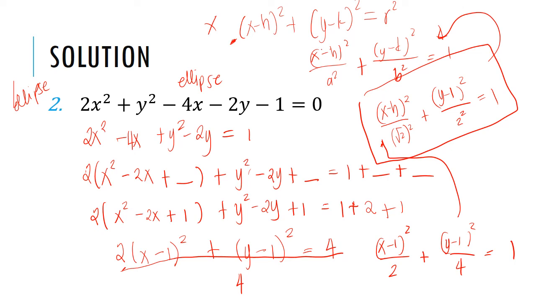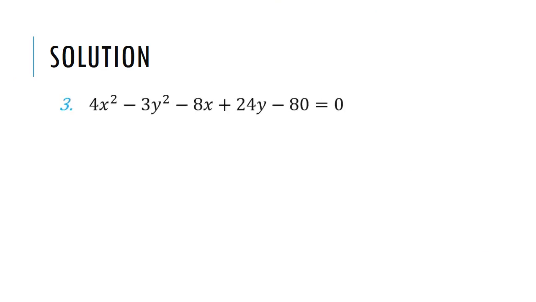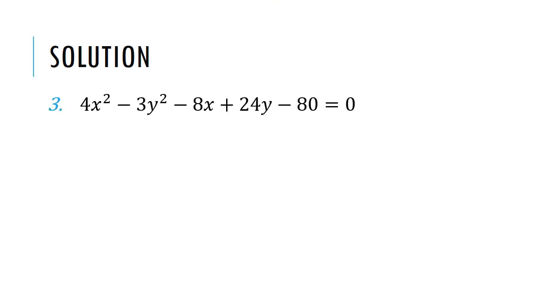Let's move on to number 3. The equation is 4x squared minus 3y squared minus 8x plus 24y minus 8 equals 0. By inspection, the coefficients of x squared and y squared are not equal, but they have opposite signs. So I assume it is a hyperbola. To prove or disprove it, we should rewrite it to standard equation.